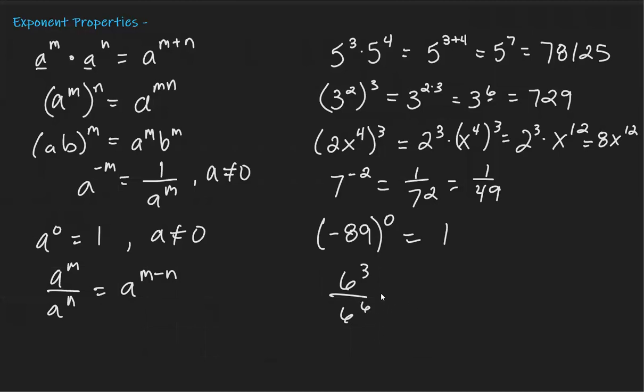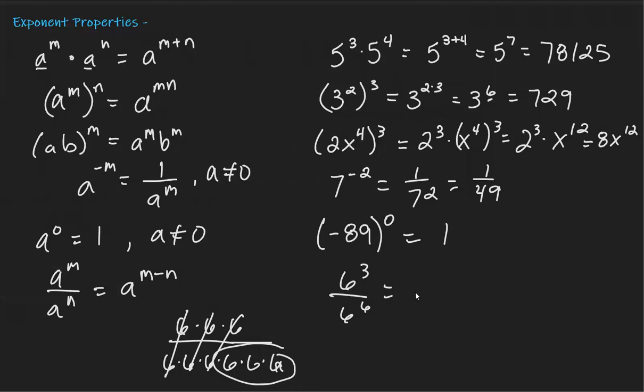Okay, so kind of what's happening is I have 6 times 6 times 6 over 6 times 6 times 6 times 6 times 6 times 6. Sorry, that gets a little redundant. What happens is that some of these divide each other out. These divide out, these divide out, and these divide out, and I'm left with the 3 here. Okay, so let's see how that relates over here. My property says I just write 6 to the 3 minus 6, which is 6 to the negative 3, right? Because 3 minus 6 is negative 3.